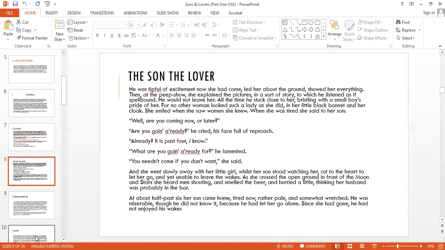He stuck close to her. Why? He was proud of her. No other woman looked such a lady as she did, in her little lace bonnet and her cloak. She smiled when she saw women she knew. So she was tired, but he was excited.